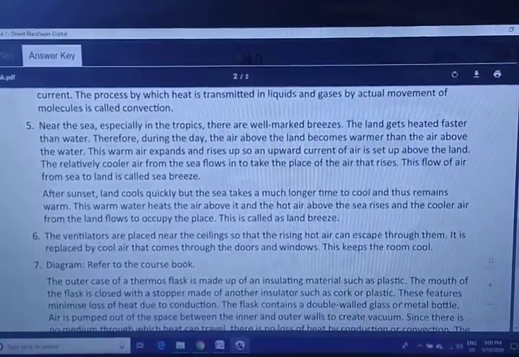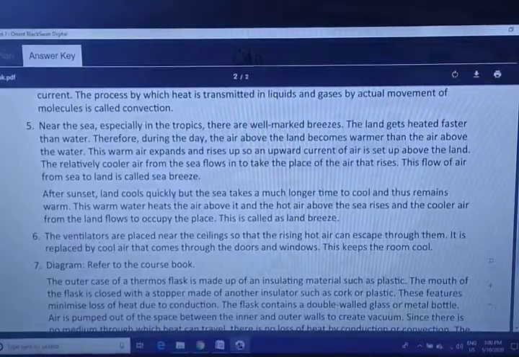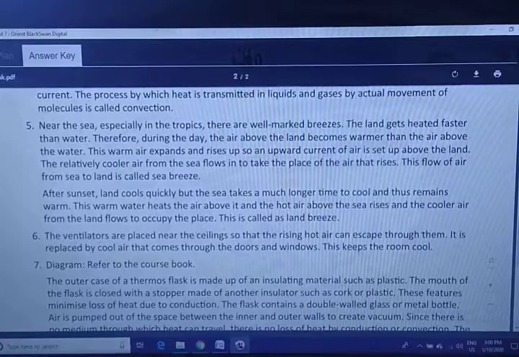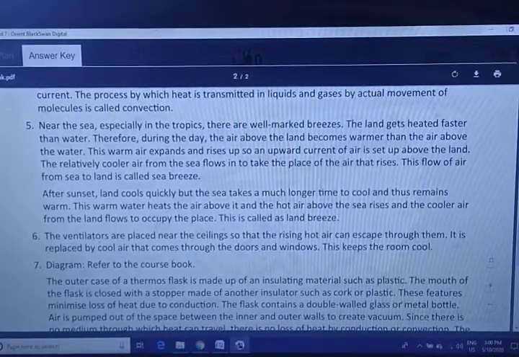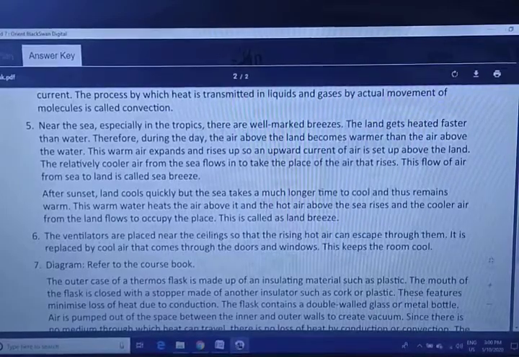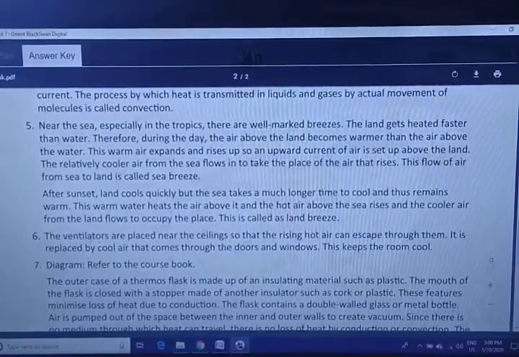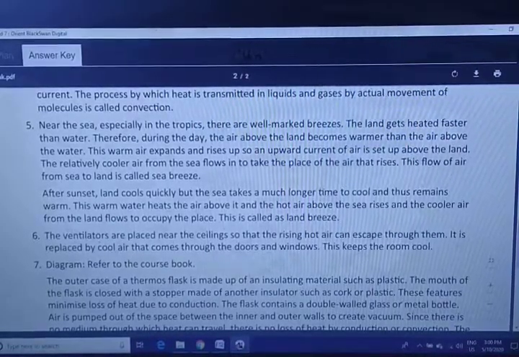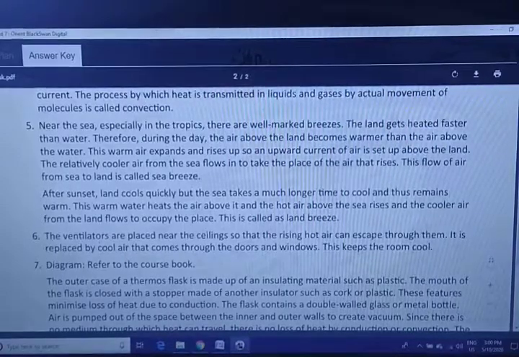And after sunset, land cools quickly, but the sea takes much longer to cool and thus remains warm. This warm water heats the air above it, and the hot air above the sea rises, and the cooler air from the land flows to occupy the place over the sea, and this is called land breeze. So what have you learned? The flow of air from sea to land is sea breeze, and from land to sea is land breeze.